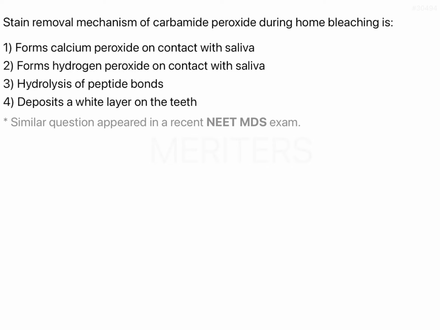peroxide. One important thing that you need to remember is that in general, when you say that there is something called peroxide, there is going to be something related to H2O2, and it is going to have a nascent oxygen, and this nascent oxygen is what is going to be responsible for whichever action or reaction is coming about. Now coming to the question over here, they are asking you the mechanism of action of carbamide peroxide. So what is carbamide peroxide?